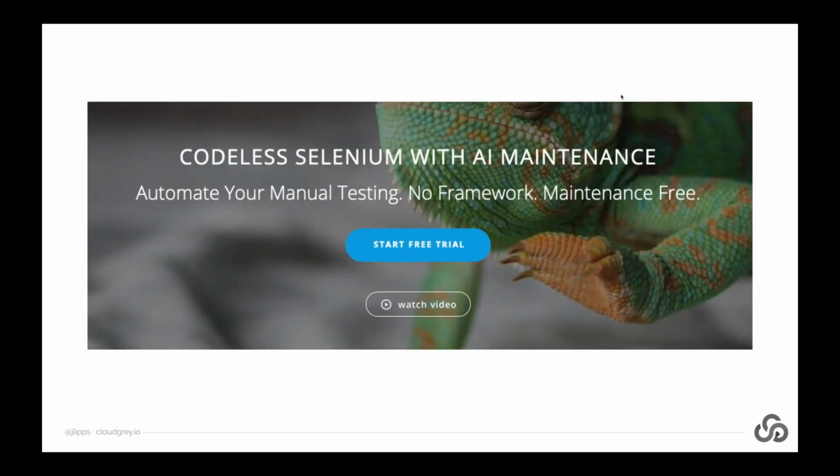There's another company that's advertising codeless Selenium with AI maintenance. So not sure again, what does AI maintenance mean? We'd have to ask them to find out.